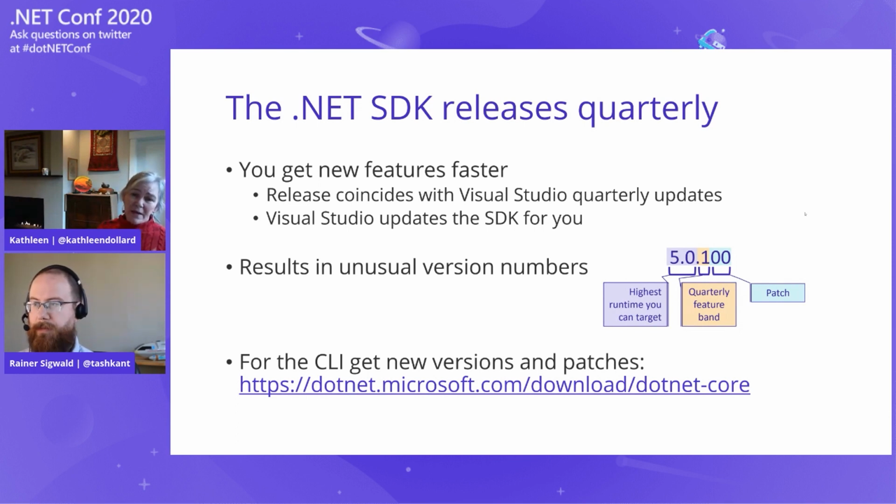The second part is that we do want to tell you when we do quarterly updates and you have new features. We don't want that to be a surprise. And so the first position of the patch is what we call a feature band, and that comes out every time we update, which is quarterly. When that comes up, then we increment that number. So today we're releasing 5.0.100, and in February we're going to release 5.0.200. And finally, we end this with a patch number at the end there.